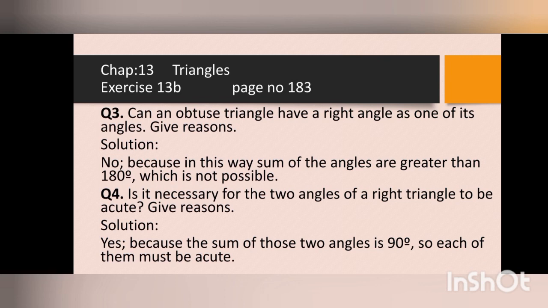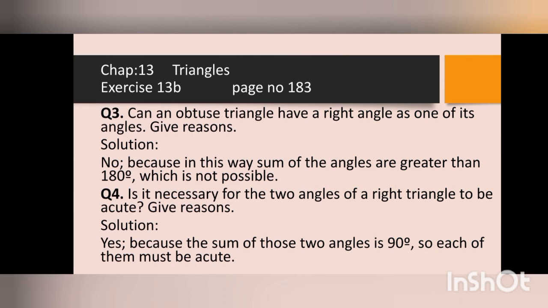See question number 3. Can an obtuse triangle have a right angle as one of its angles? Give reasons. First of all, recall in your mind what is an obtuse triangle. An obtuse triangle is a triangle in which one angle has to be greater than 90 degrees. So how can an obtuse triangle have a right angle as one of its angles? Because if one angle is already greater than 90 degrees, how can another angle be equal to 90 degrees? Because in this way, the sum of these two angles is greater than 180 degrees, which is not possible. So the solution here is no, because in this way the sum of the angles is greater than 180 degrees, which is not possible.